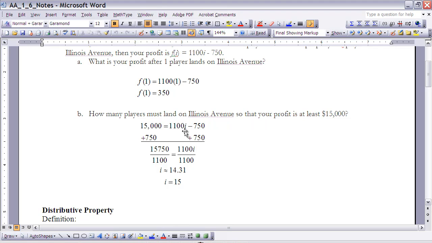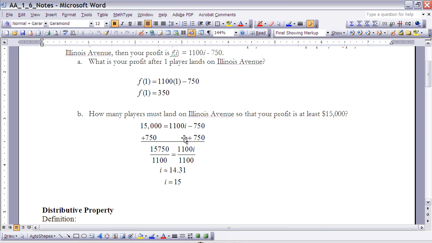What I'm trying to do is get I by itself, so I'm going to undo what's been done to I. Well, if you think about what's been done to I, we're multiplying it by 1,100, and we're subtracting 750. When I solve the equation, I said I'm going to go backwards through the order of operations. The last thing in my order of operations is addition or subtraction, so the first thing that I'm going to undo is addition or subtraction.